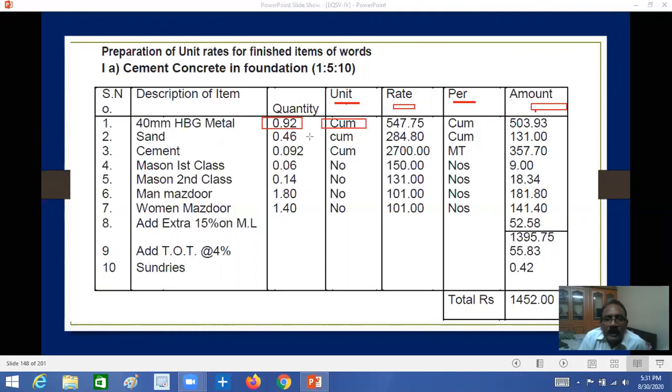So here you have to write the quantity like this, with the unit as cubic meter. In some books you may find the unit within the quantity itself, but it's better to write it like this. And the rate from local rates or SSR for 1 cubic meter of metal is 547.75 rupees.